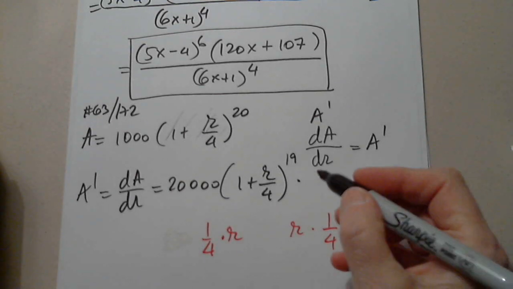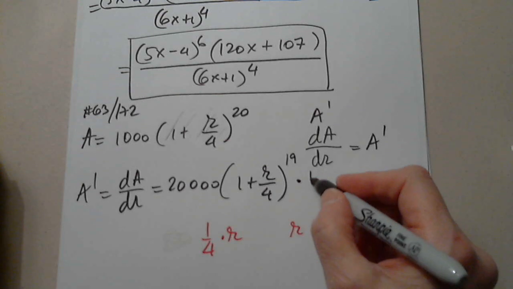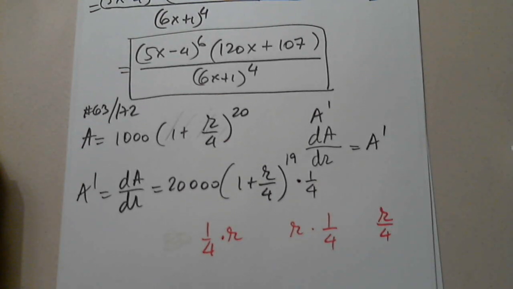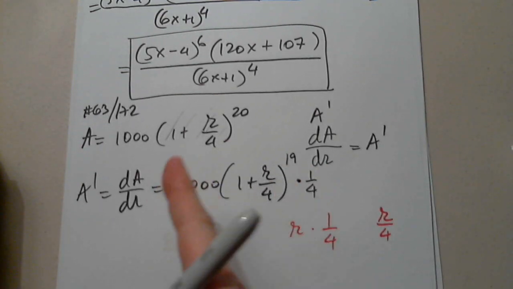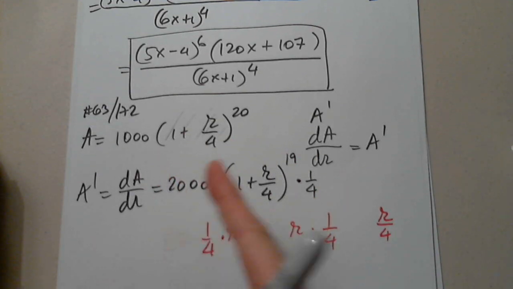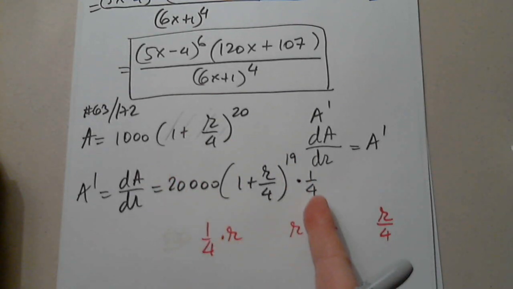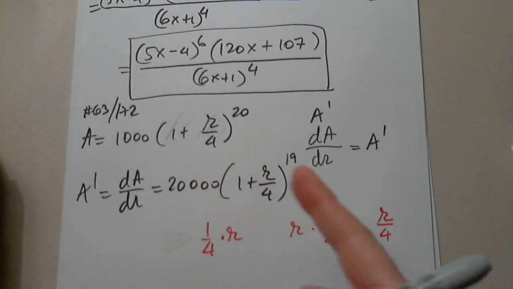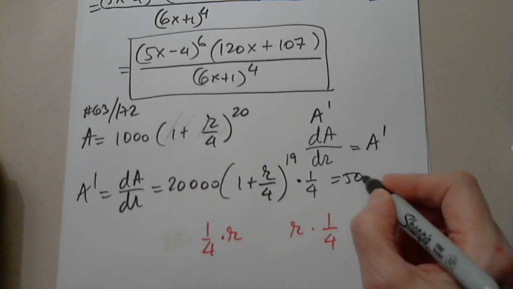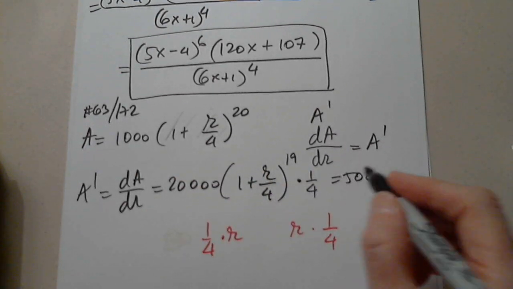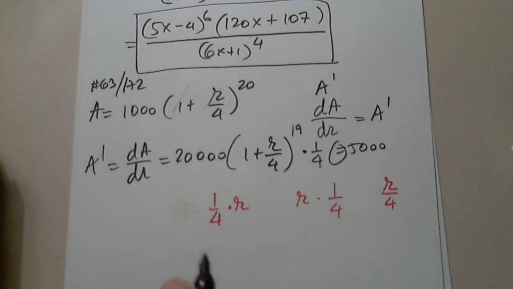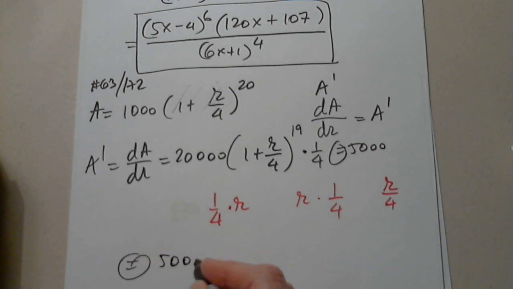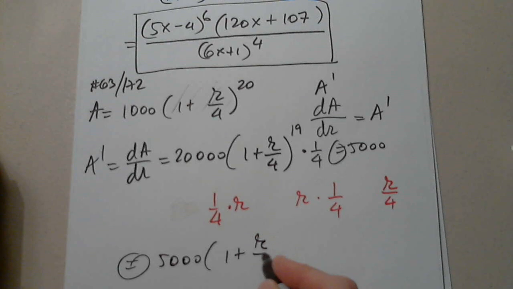What is it? 1 over 4. Exactly. Of course, I don't like numbers all over the place. They're factors. So 20,000 divided by 4 is 5,000. Times, I don't like to write it here, sorry. I don't have enough room. So it's 5,000 times 1 plus r over 4 to the 19th. Exactly.